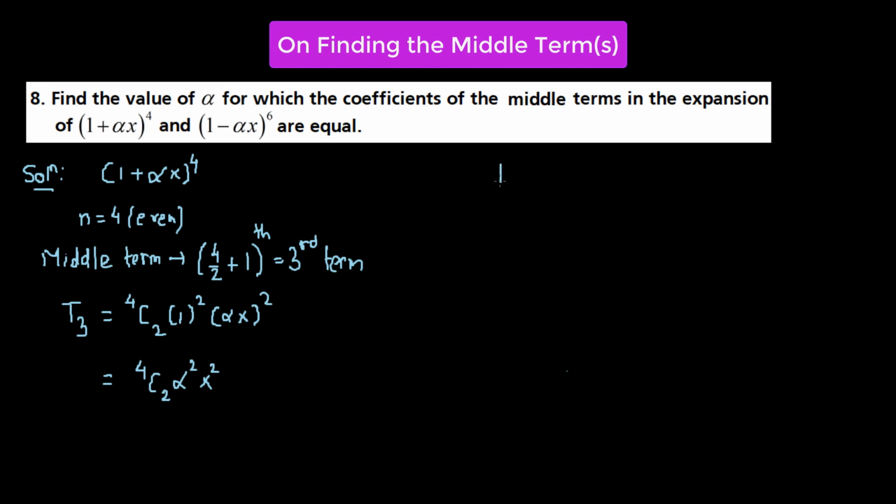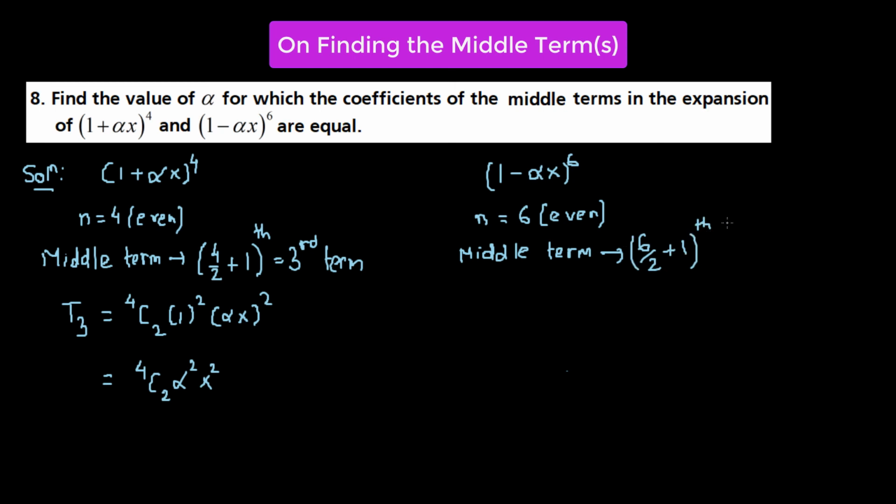Now we go to the next expression, which is (1 minus alpha x) raised to the power 6. So here we have n equals 6, which is again an even number. So the middle term will be the (6 over 2 plus 1)th term. So 6 over 2 is 3, and 3 plus 1 gives us 4. So we have the fourth term, and that will be the middle term.